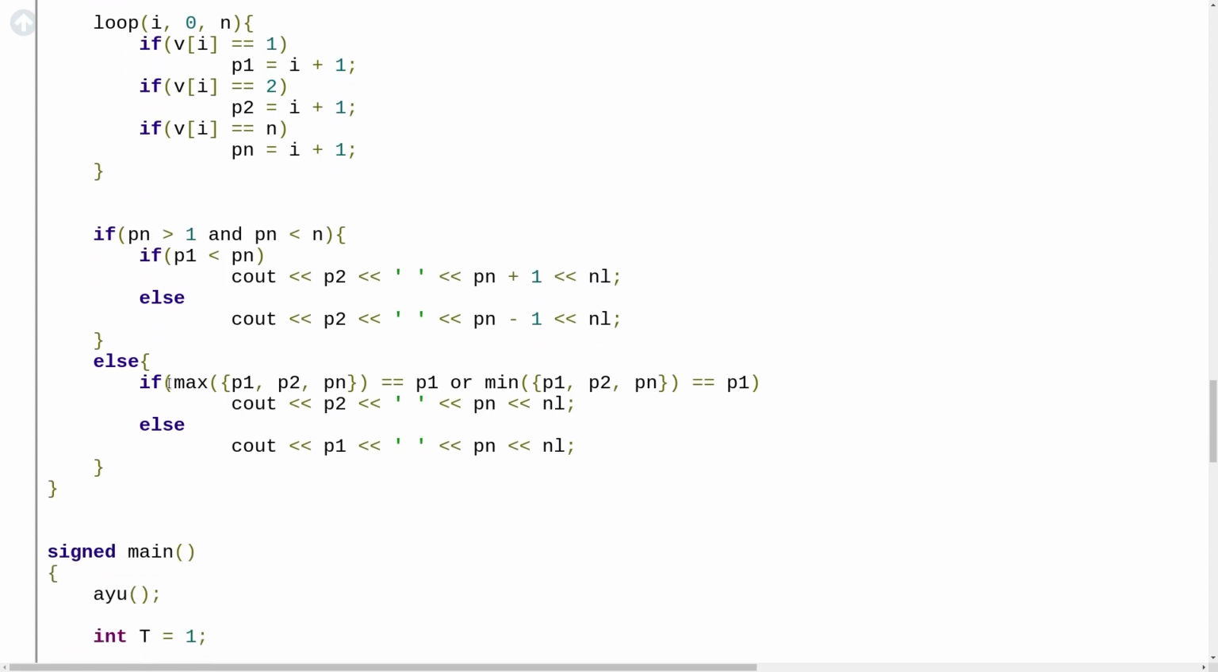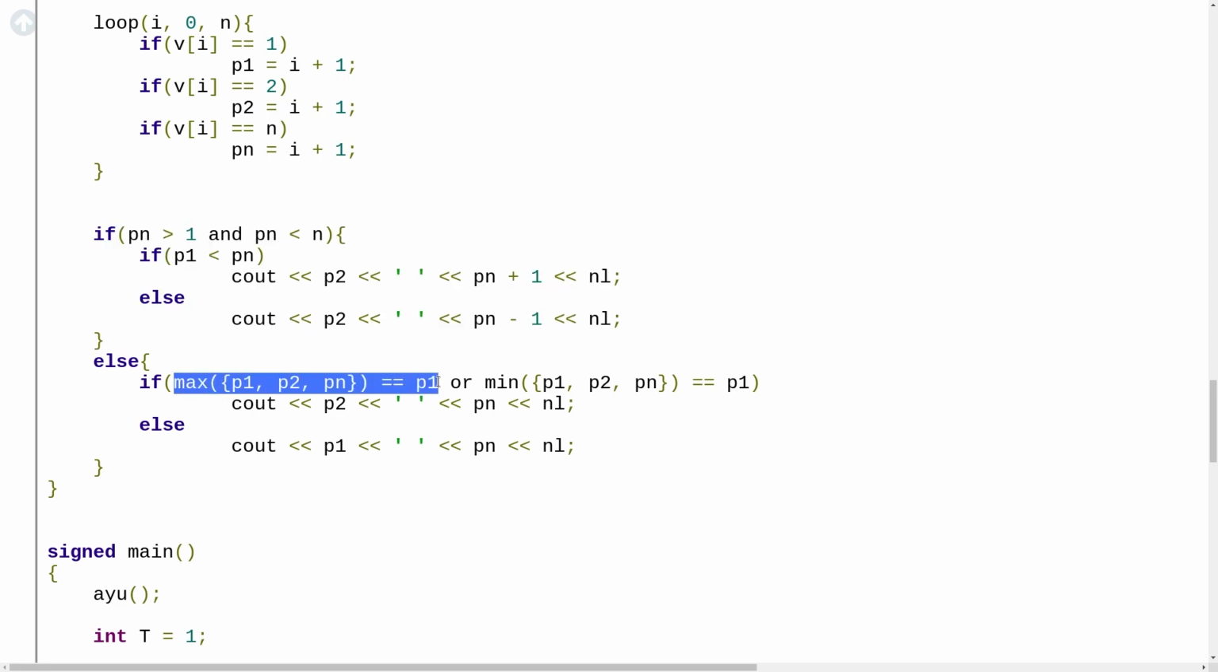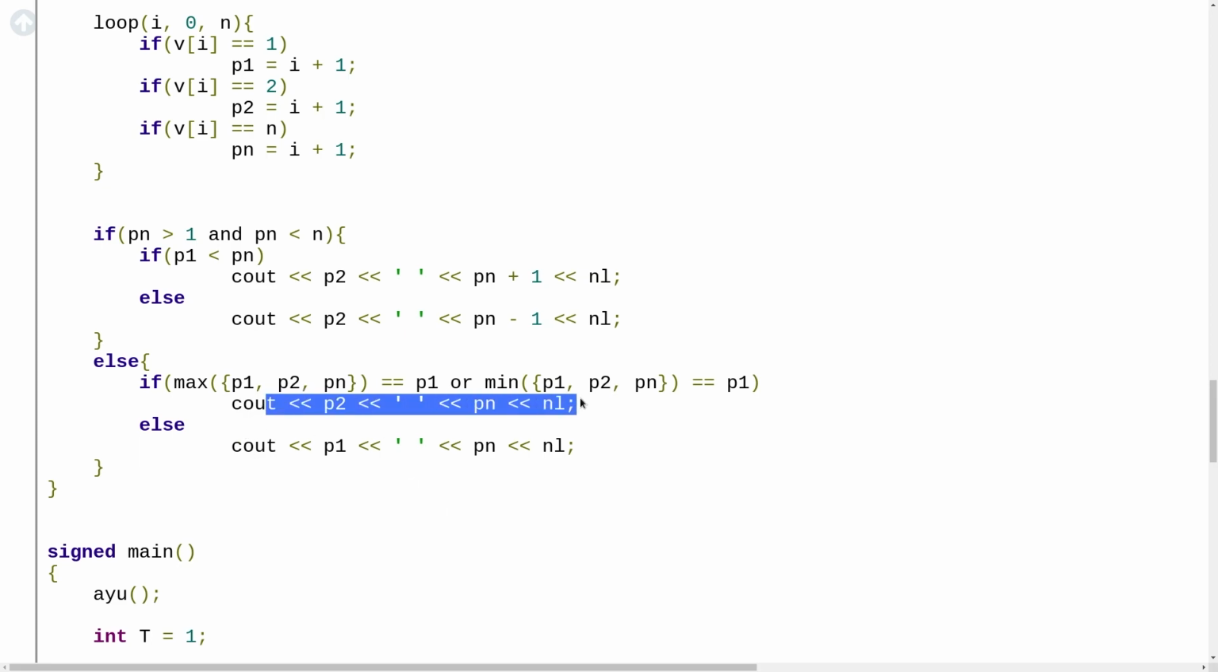Now, in case P1 is the maximum among all of those. If that is not the case in the first part, that means Pn is either present at the 0th position or Pn is present at the last position. Now, if P1 position is the maximum, that means Pn will be at the 0th position. In this case, I will try to swap P2 and Pn, right? In the similar case, if P1 is present at the border and P1 and P2 would be together, again I will try to swap P2 and Pn, right?